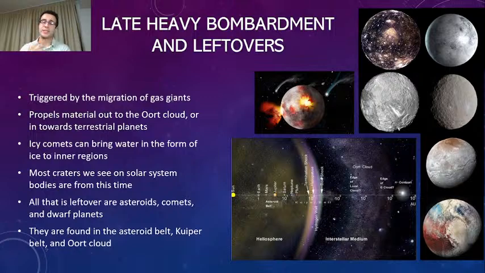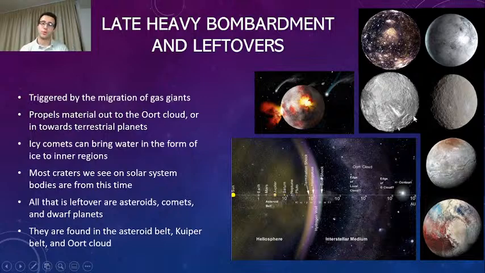Now, most of the craters we see on bodies around the solar system are from this time. So this first moon over here, this is Callisto. It's Jupiter's moon. It is heavily cratered, and it is because of this time period. This is Miranda, Uranus's moon, and it was almost completely shattered by an impact. It barely survived. Now, there are leftovers from this violent period of formation, and those leftovers are the asteroids that we see in the asteroid belt, which is between Mars and Jupiter, in the Kuiper belt, which is beyond Neptune, and in the Oort cloud, which is where you find comets.